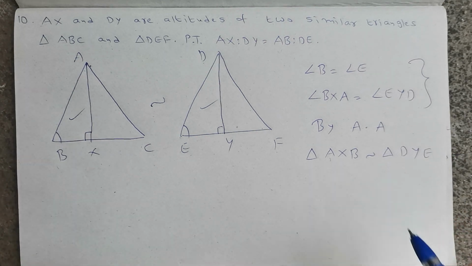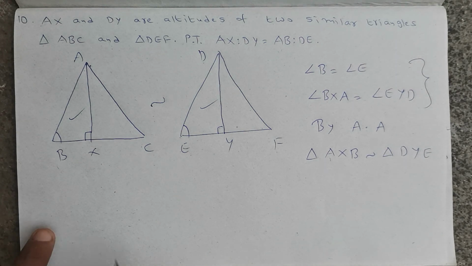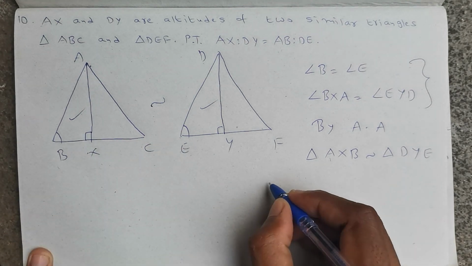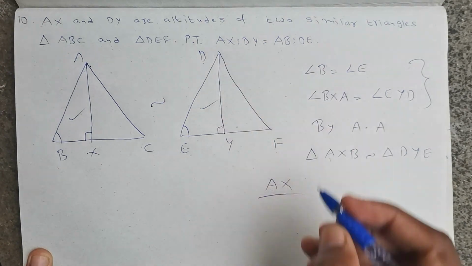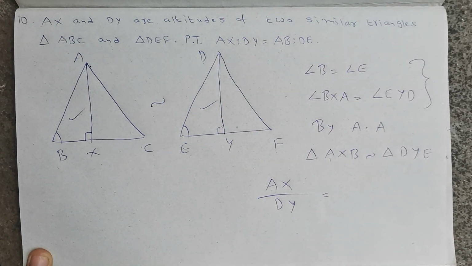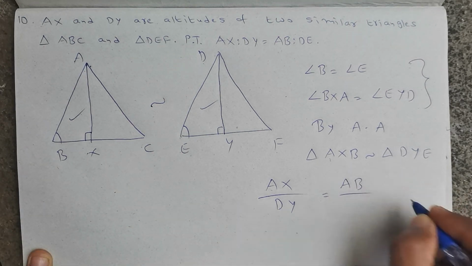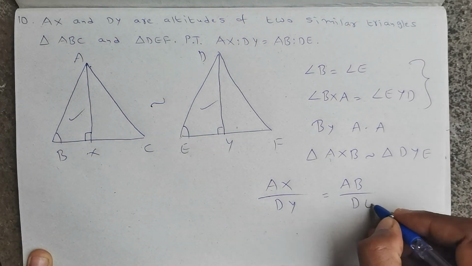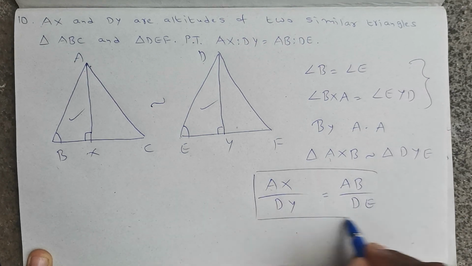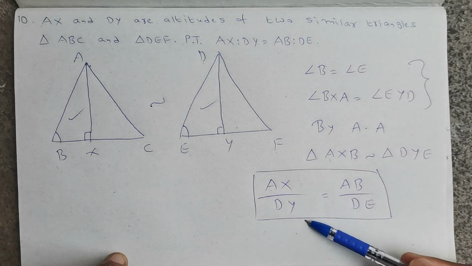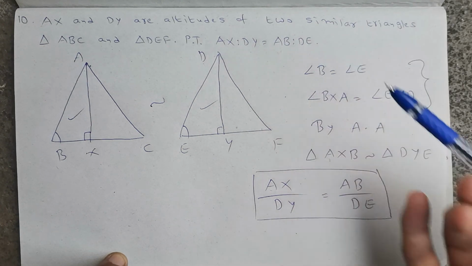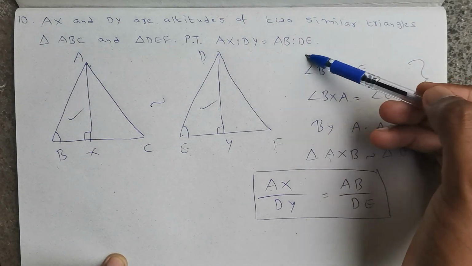So now if two triangles are similar to each other, we can write the corresponding sides ratio. Here side AX divided by side DY is equal to left side AB divided by left side DE. Hence proved. AX by DY is the same as AX is to DY. AB by DE is the same as AB is to DE.